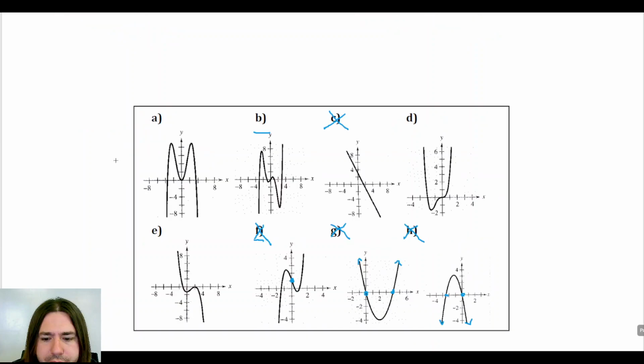This one's down, down. That could be it. We do have a bounce at the origin. And we've got, let's see, 2, 3. It looks like it's going to be A, but let's see if there's another choice here. Nope. Nope. Yeah, so it's got to be A.